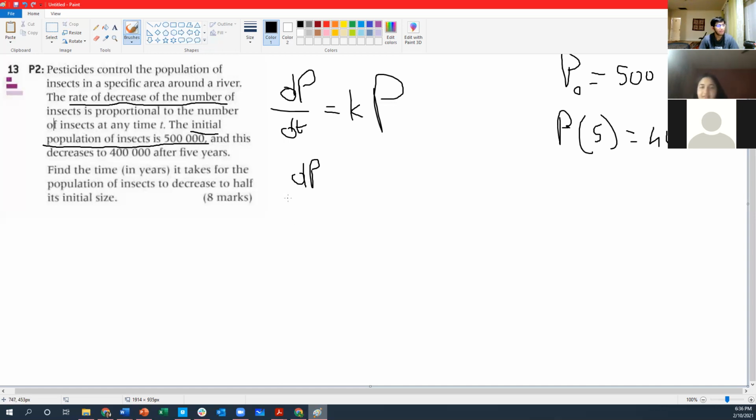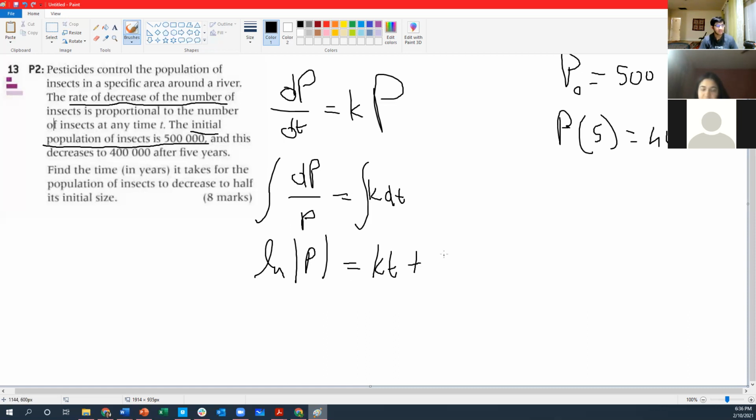So dp over p equals k dt, right? Separation of variables. Now integrate both sides. Now we have the integral of dp over p. Well, that is just ln absolute value p. We'll put the plus c on the other side, and this is just kt plus c.